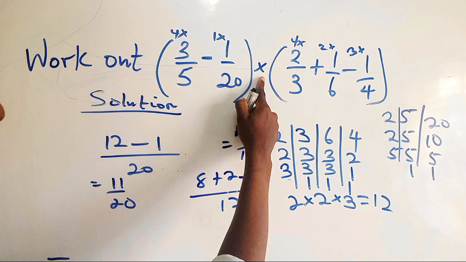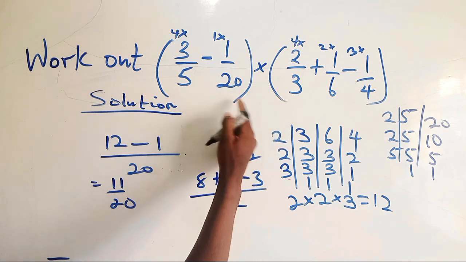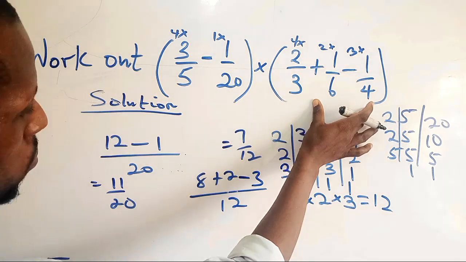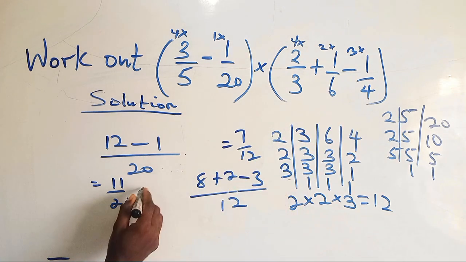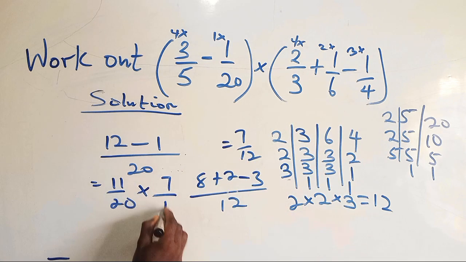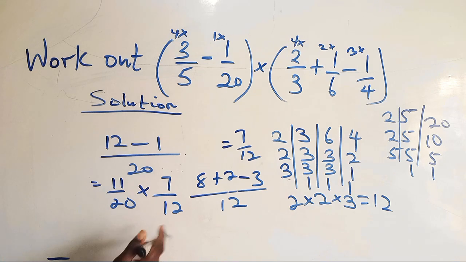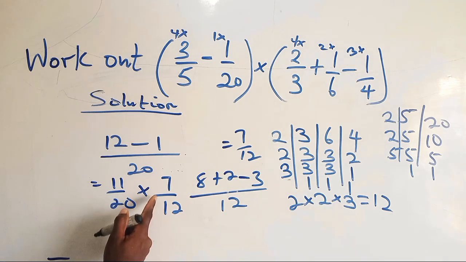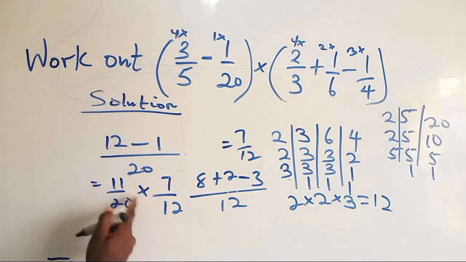But we have multiplication joining the two parentheses. For the first bracket we have 11 over 20, and for the second bracket we have 7 over 12. So we multiply 11 over 20 times 7 over 12. Here we ask ourselves, do we have anything we can simplify? We have 11, we have 20, we have 7, we have 12, so nothing can simplify.